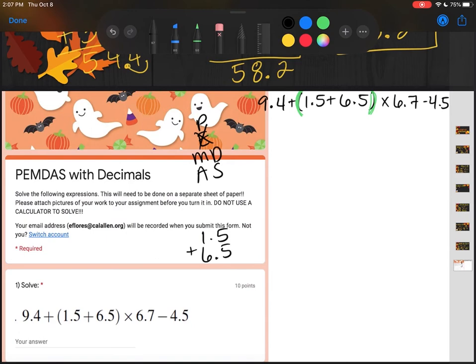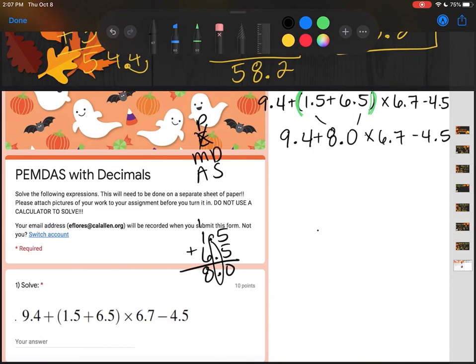Well, 1.5 plus 6.5, I get 8, right? Because I got to add my decimal in there. I get 8.0, or just 8. So let's say everything else has decimals, so we'll leave it as 8.0. So now I bring everything else down. I've got 9.4 plus 8.0 times 6.7 minus 4.5.